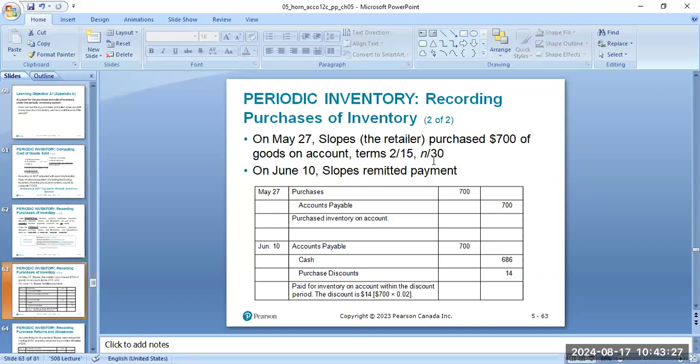But now we're going to open a new account, which is purchase discount. Again, as you can see here, the purchase discount doesn't go to the inventory account, it goes to a separate account, which is called purchase discount. In the periodic system, we're not using the inventory account. We're creating a separate account for everything. For the purchases, a purchase account. For the purchase discount, a purchase discount account.